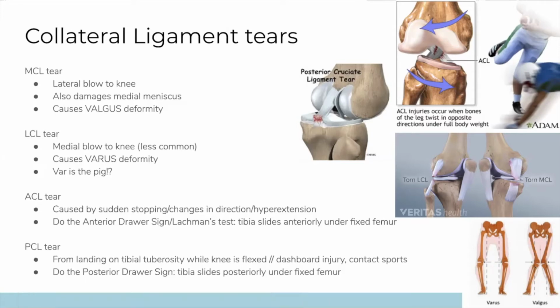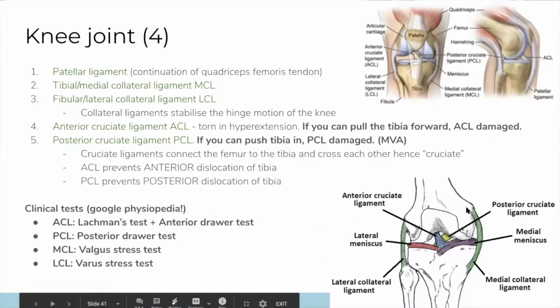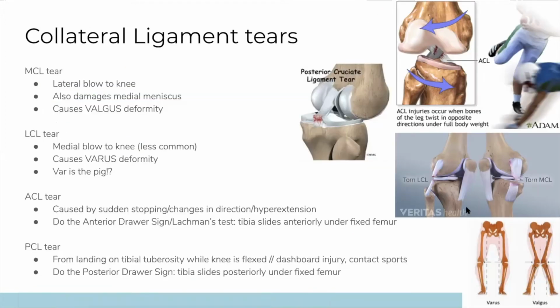But yeah, so usually because these are collateral ligaments on the side of the knee joint, they are damaged when you have lateral blows to the knee or medial blows to the knee. Whereas the cruciate ligaments are often damaged when you stop too quickly and your tibia and your femur move out of place, I guess, because sudden changes in direction put a lot of pressure on the joint to keep those bones together. Yeah, same thing for PCL.